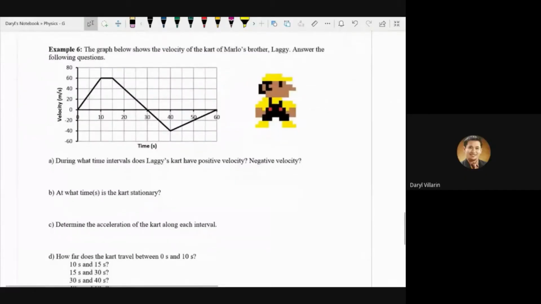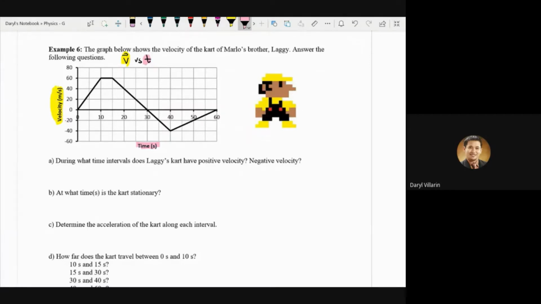Okay, let's take an example here. The graph below shows the velocity of the cart of Marlo's brother Laggy. Answer the following questions. Again, this is velocity against time, so a V versus T graph. So you have V in the y-axis, and then you have time in the x-axis.